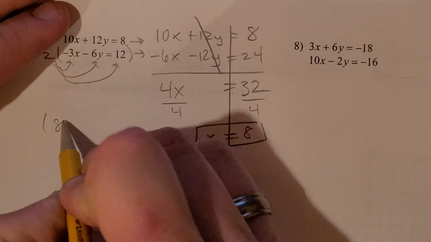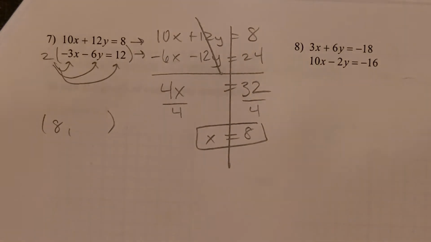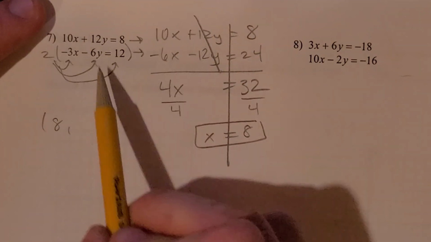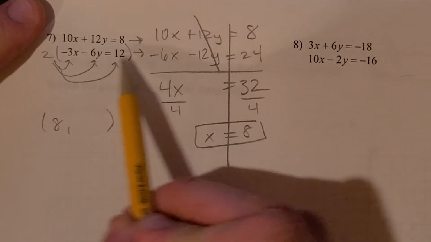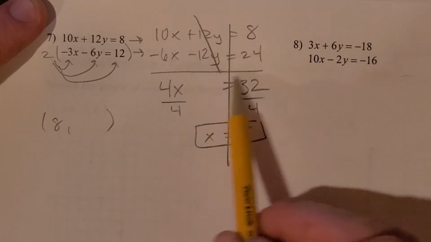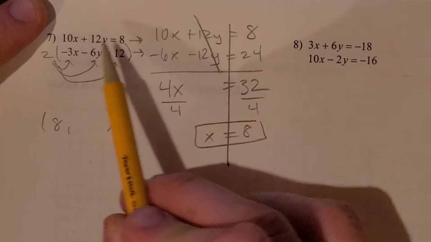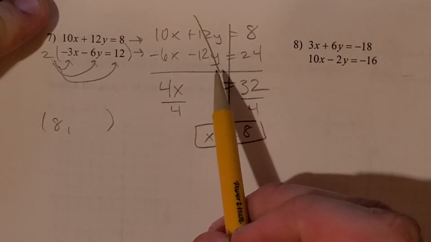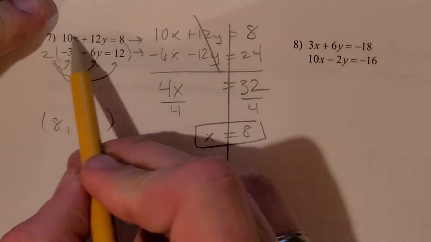Now again, that's half my answer. I'm going to take 8, I'm going to plug it in. I could do either of these two, or I could do this new equation I made. 10x plus 12y equals 8, that's the same thing here. So I have 3 options again. It doesn't matter, I'm going to plug it into this top one here.